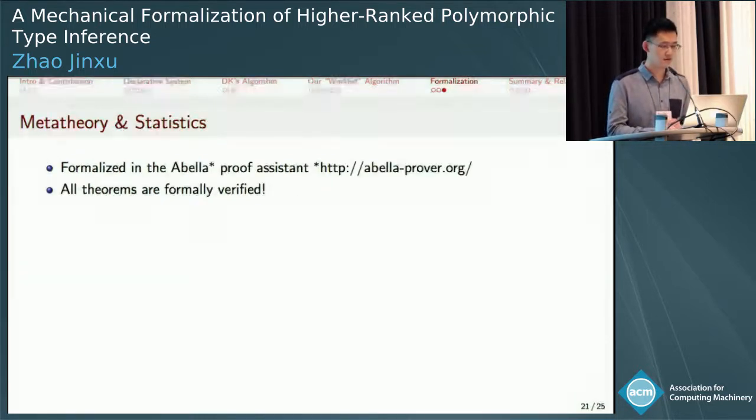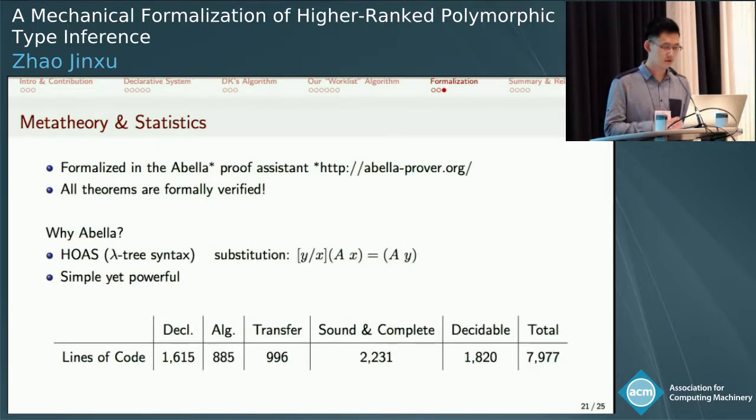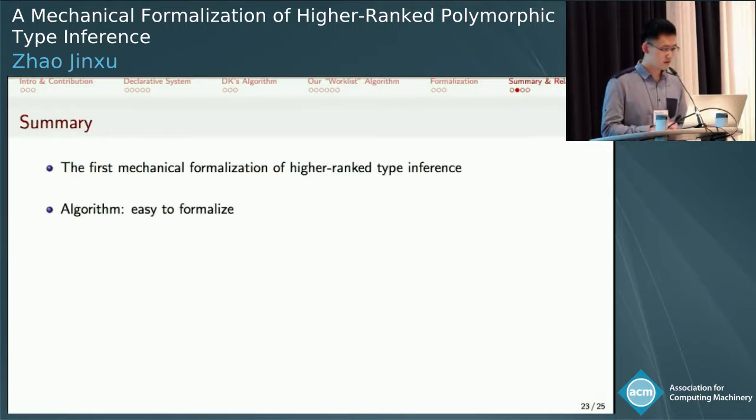Okay, we formally verified all main theorems in the Abella proof assistant. And because Abella supports higher order abstract syntax, it's very easy to encode substitutions, which we use a lot in our algorithm. All right, in 8,000 lines. Quick summary, we are the first to formalize a higher ranked type inference algorithm.